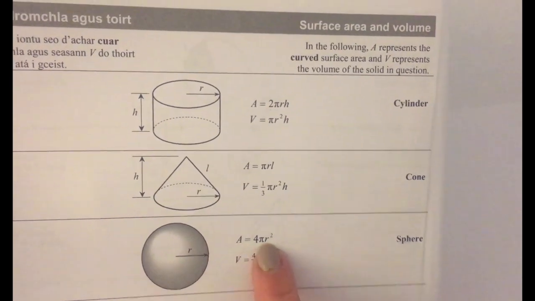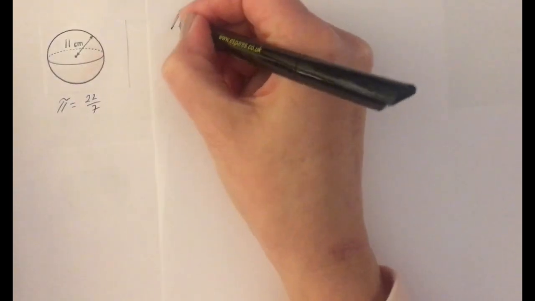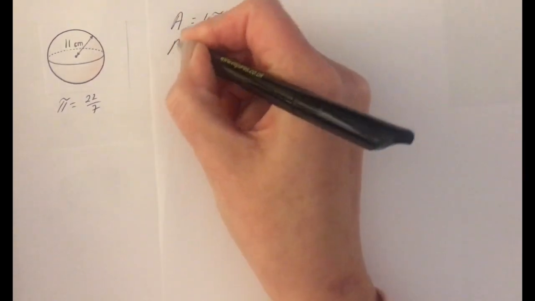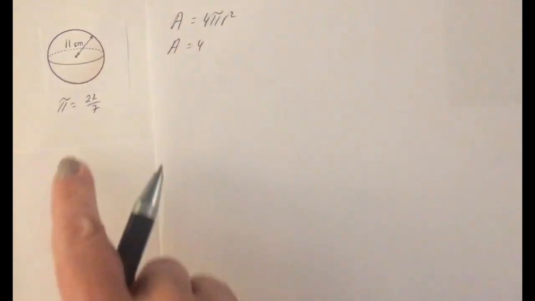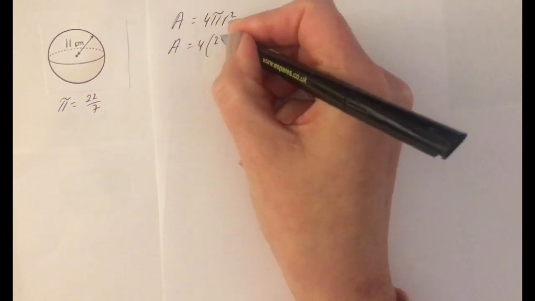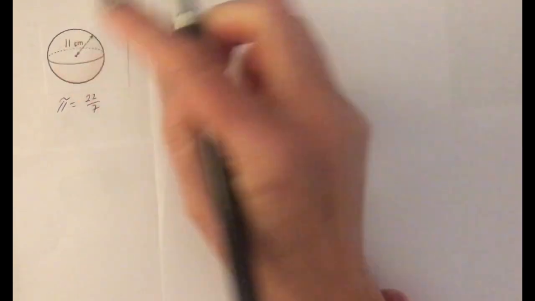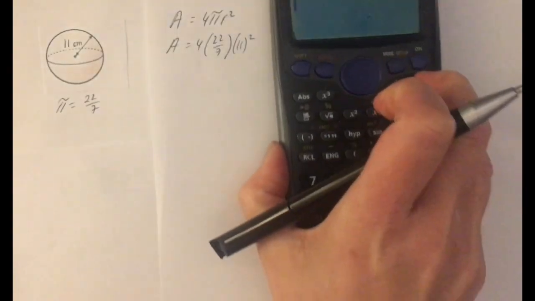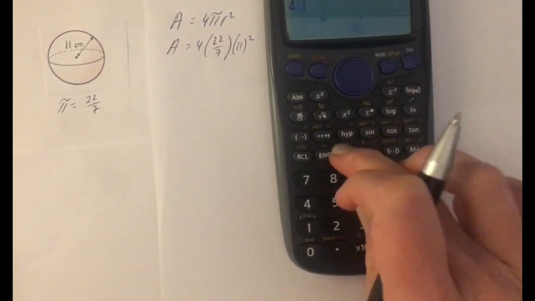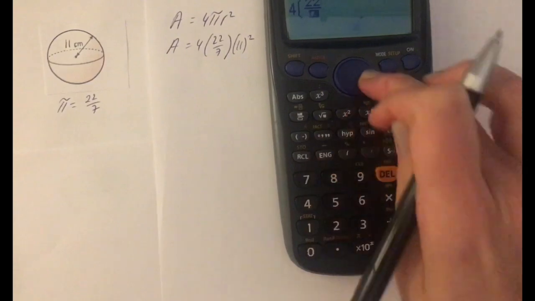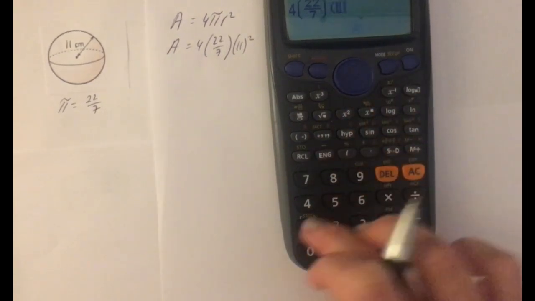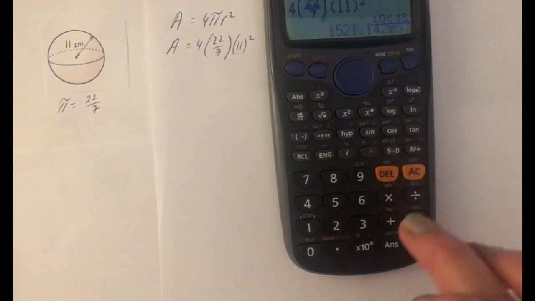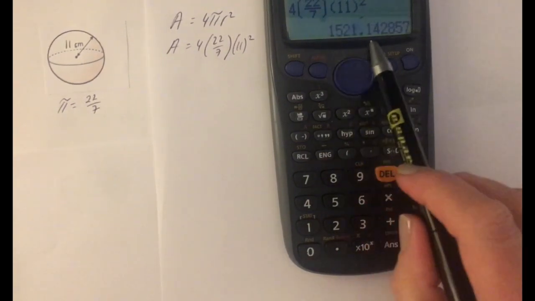So let's write this out for ourselves. A equals 4 pi r squared, and filling it in, pi we're going to put as 22 over 7. The radius, of course, is 11, and then of course squared. So let's do this on our calculators. 4 bracket 22 over 7, close the brackets, 11 squared, equals. And let's do it to 2 decimal places.